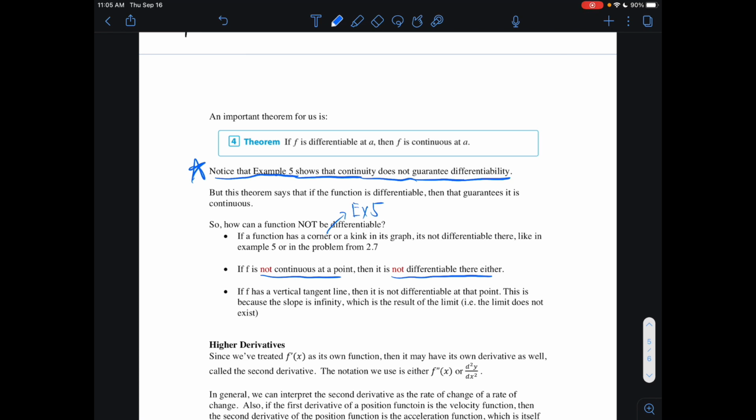So like imagine you had a circle and you focused on some point on the left, you would get a vertical tangent line there. The reason why it's not differentiable at that point is because the slope is infinity, which is the result of the limit. And remember, if the limit is infinity, that means the limit does not exist, so therefore the derivative does not exist.